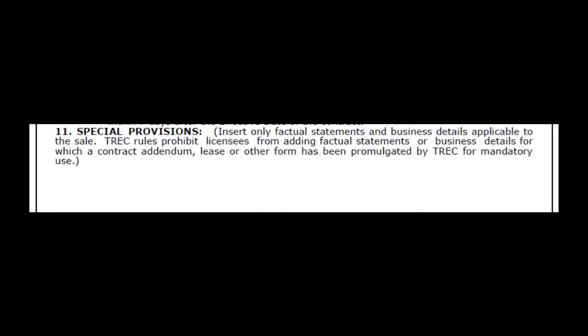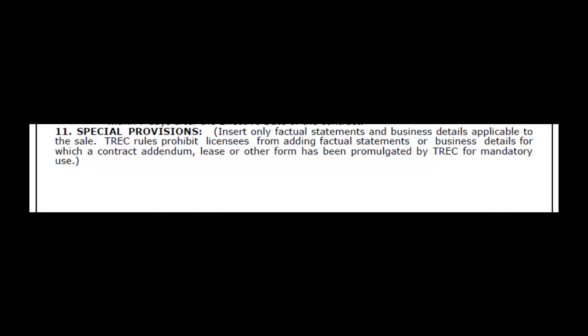Paragraph 11, special provisions. All right, this is a hot button little paragraph. If you'll notice, as the TREC contract keeps getting revised, this section keeps getting smaller and smaller, and there's a reason for that. Texas Real Estate Commission doesn't like us writing stuff in this blank, because real estate agents tend to write crazy stuff in the blanks.